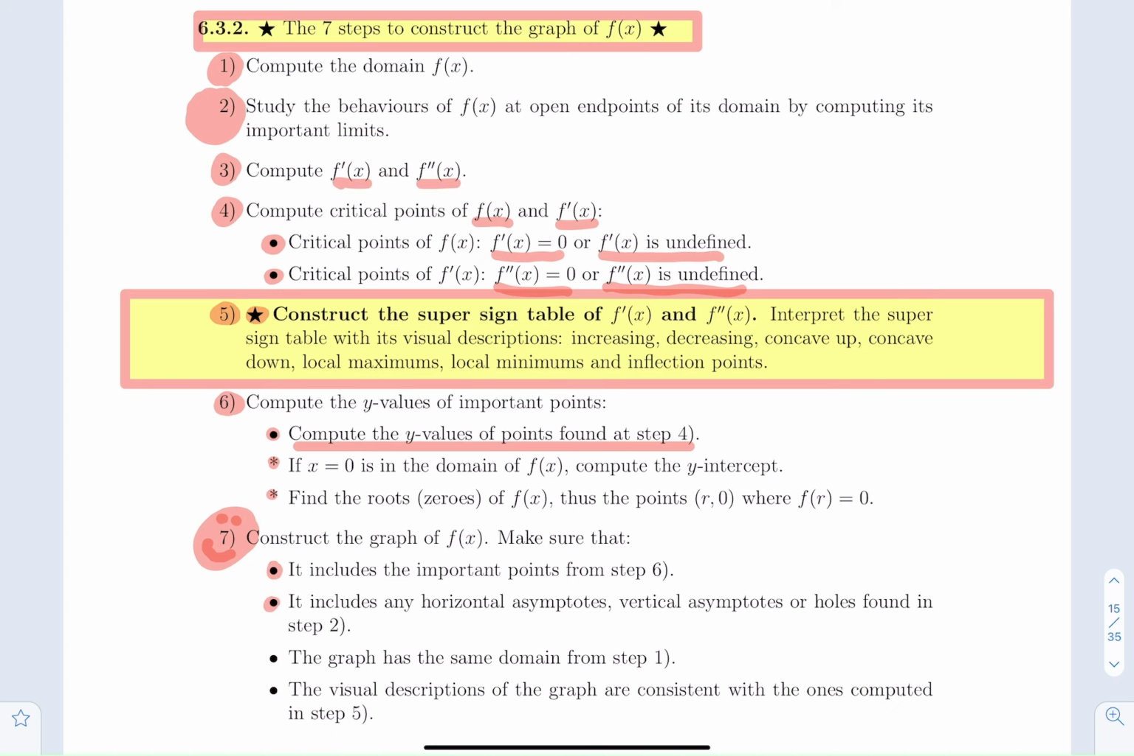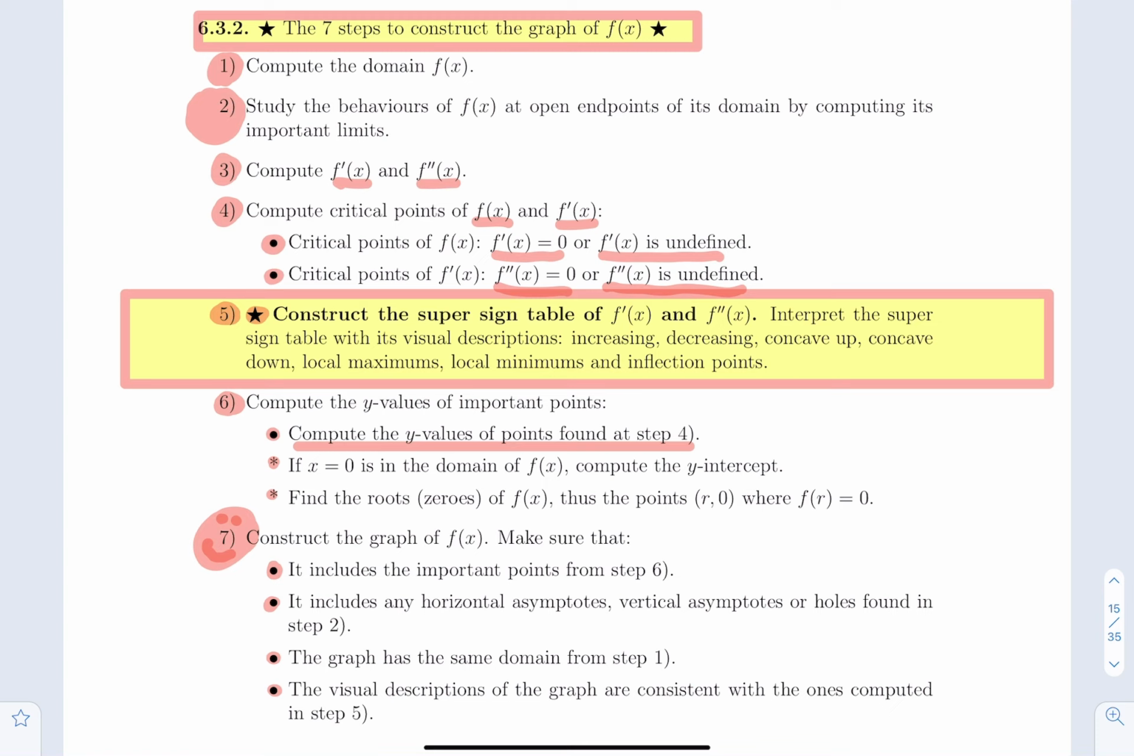Right after, make sure that the graph you're drawing has the same domain, visually speaking, as the graph that you've computed in step one. And make sure that the shape of that graph is the same as the shape that we get from the super sign table in step five. So really always make sure that your graph is consistent with your solution. We're not looking for the right graph. We're looking for the graph that is consistent with your solution. This is way more important.